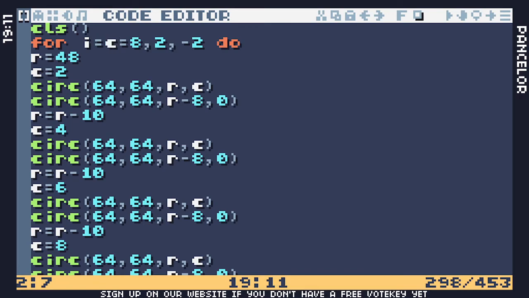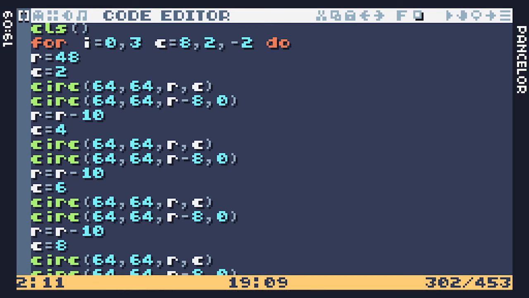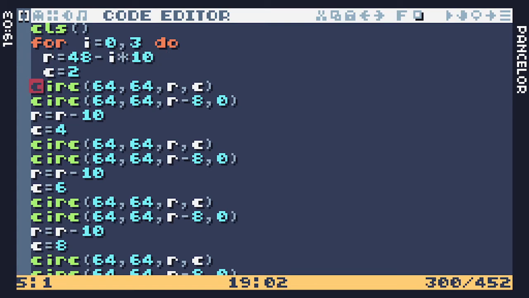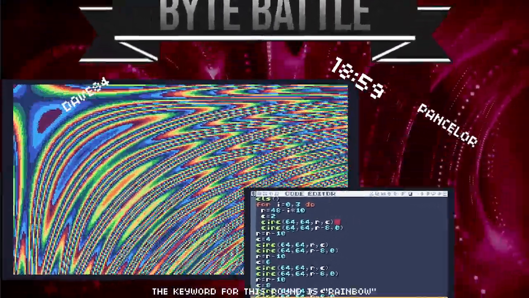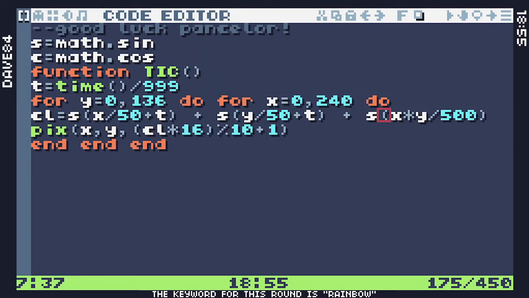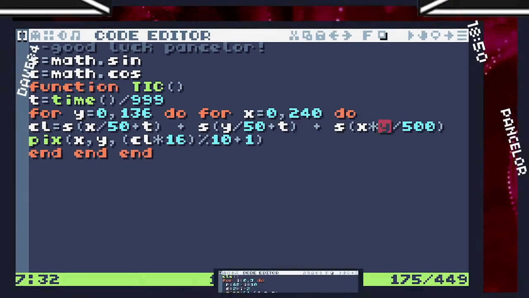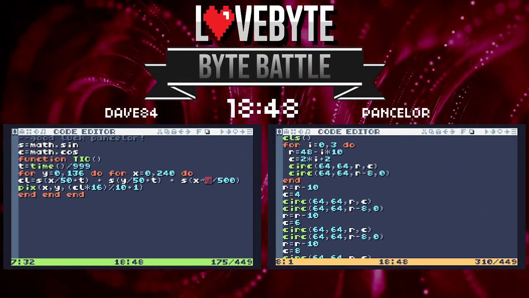Pancelor is way above the limit, though. 300 bytes. You need to be down to 256, as we mentioned on the previous round, so you need to be careful about those things. And early optimization is not the root of all evil in this particular event, so we do highly recommend that you keep your code tidy, clean, and small.